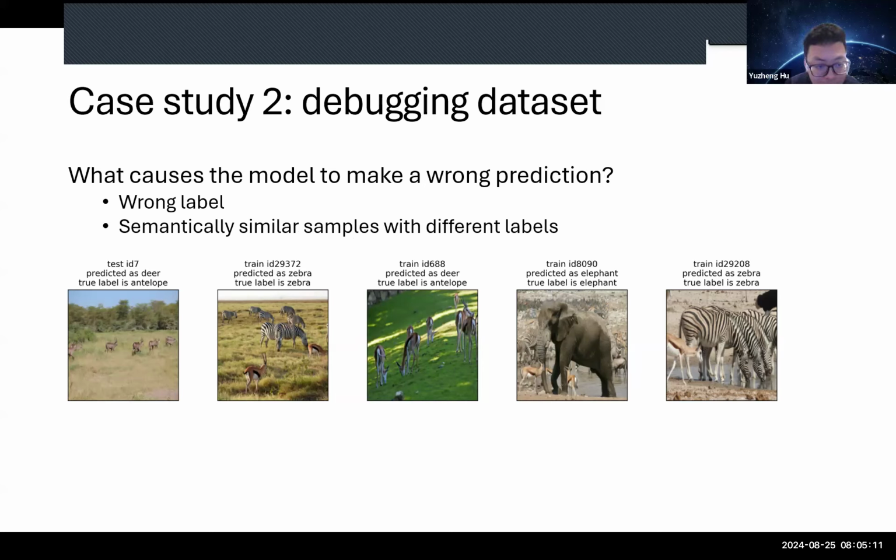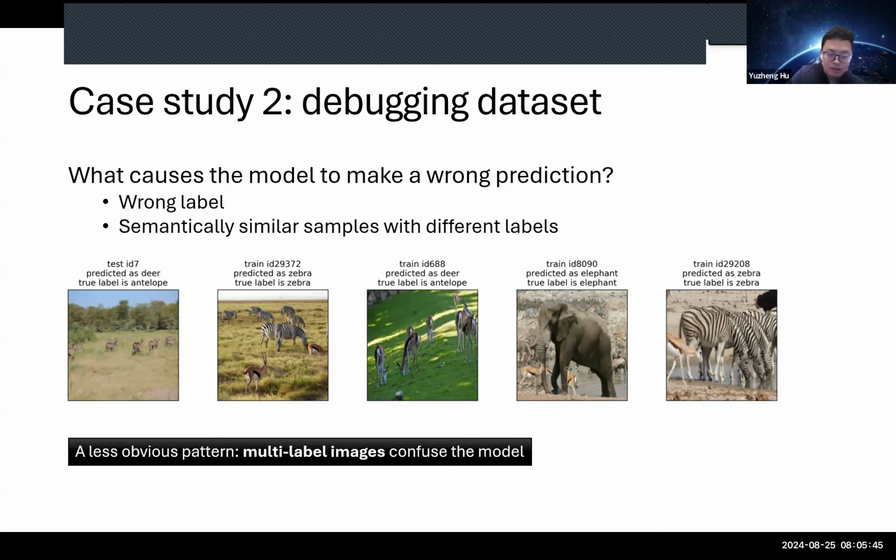So I think for figure 1, the figures on the second column, the first column, and the last column. If you look at these columns, we see that actually there are multiple objects in these figures. For instance, in column 2, they contain both antelope as well as zebra. And for the fourth column, they contain both antelope as well as elephant. So I think this is a very interesting observation.